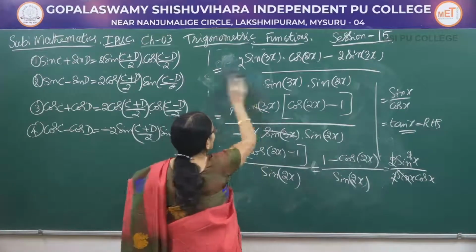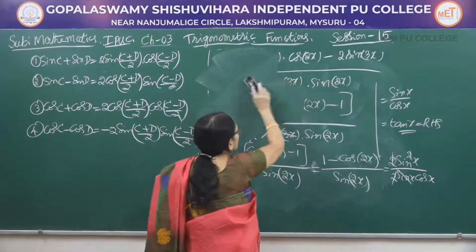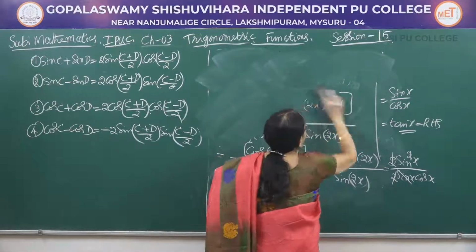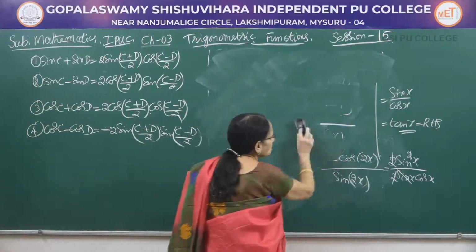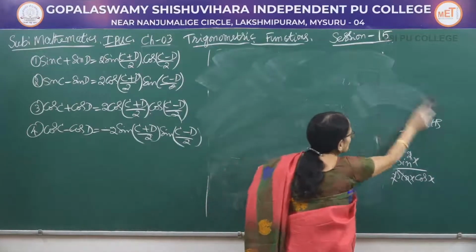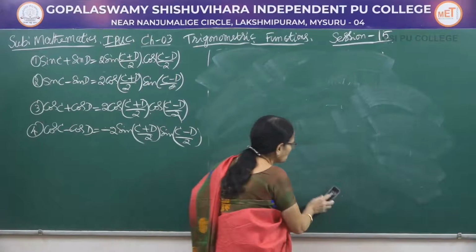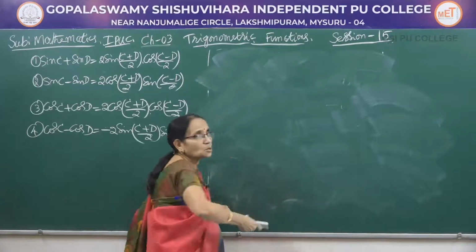Now in this problem, in the numerator I had 3 terms, so only 2 at a time I could combine to make use of the transformation formula. So when there are only 2 terms here, we need not think, we can directly make use of the formula.